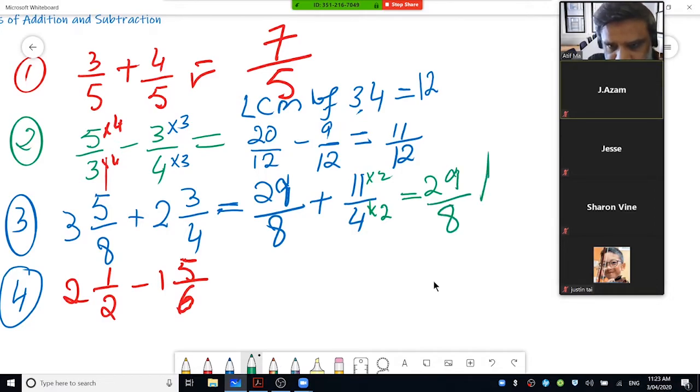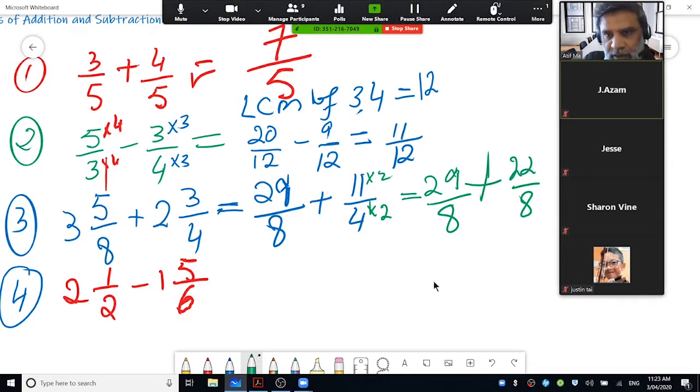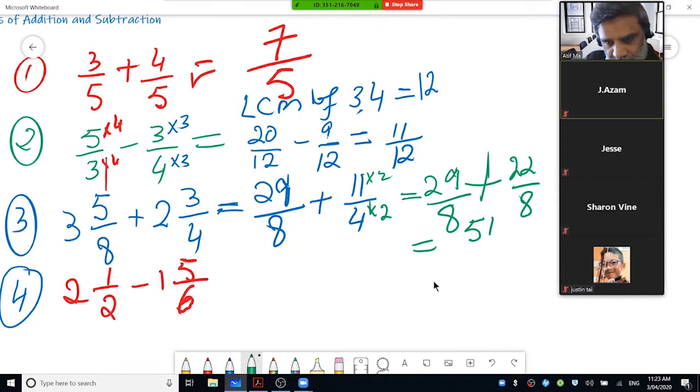29 over 8 plus 22 over 8, and naturally this becomes 51 over 8, and this you can write in another form. Let me rub this. Yeah, this is 51 by 8, and the 51 by 8 is actually equal to 6 whole 3 by 8. This is something which we knew now.